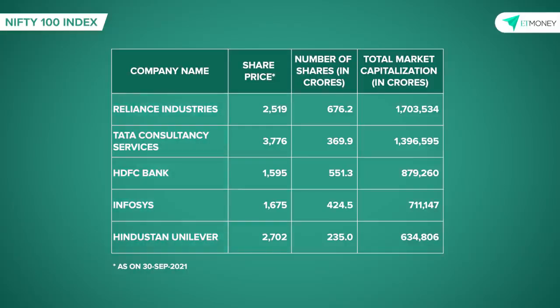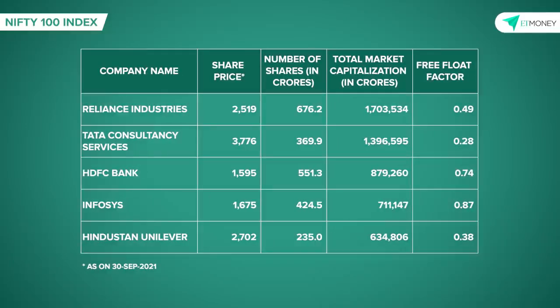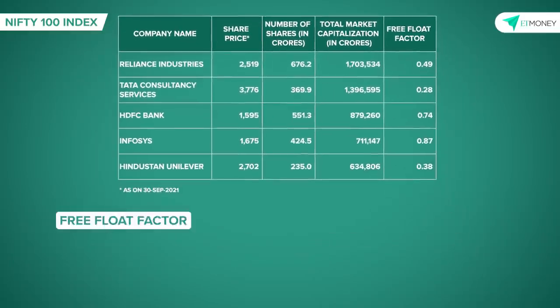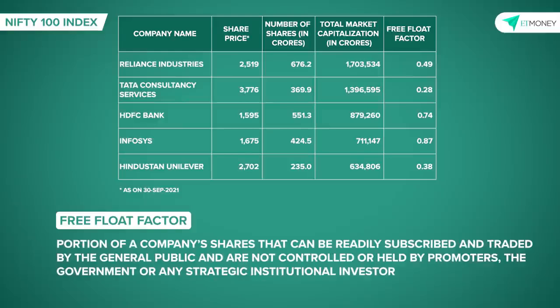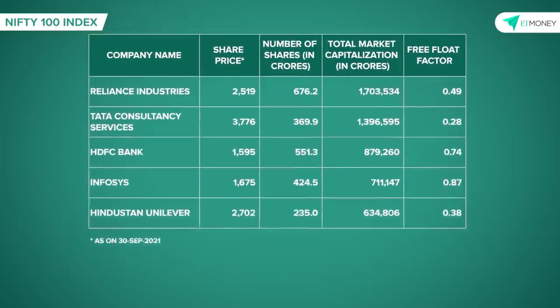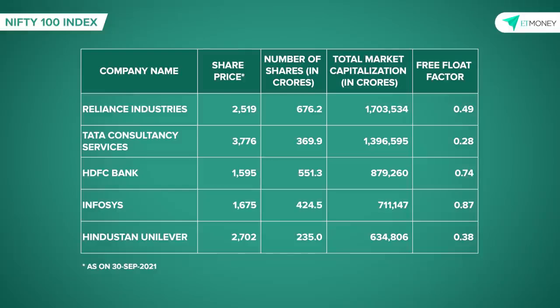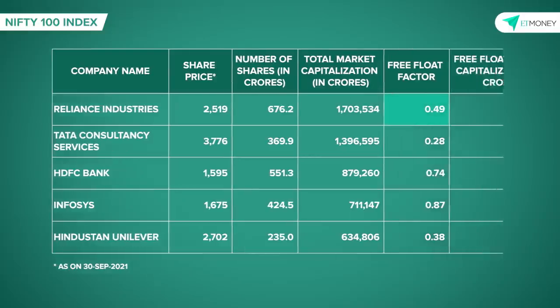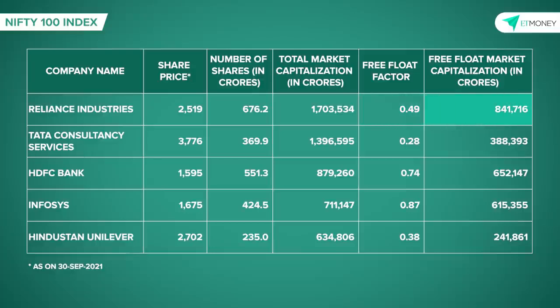We start this process by penning down the investable weight factor or the free float factor for each of these companies. The free float is defined as that portion of a company's shares that can be readily subscribed and traded by the general public and are not controlled or held by promoters, the government, or any strategic institutional investor. So where it says that Reliance Industries has a free float factor of 0.49, it means that 49% of the shares in the company are held by non-promoters and are readily tradable.